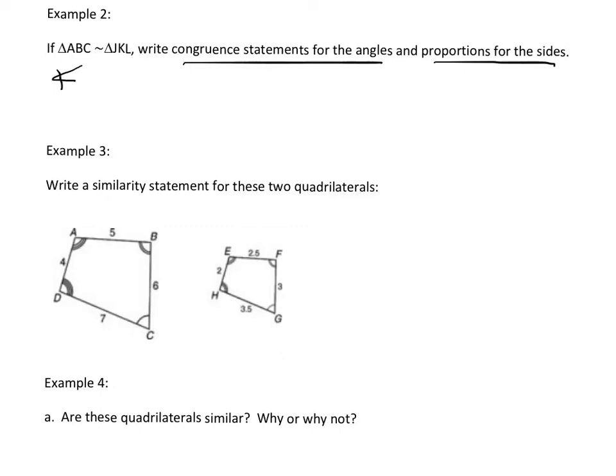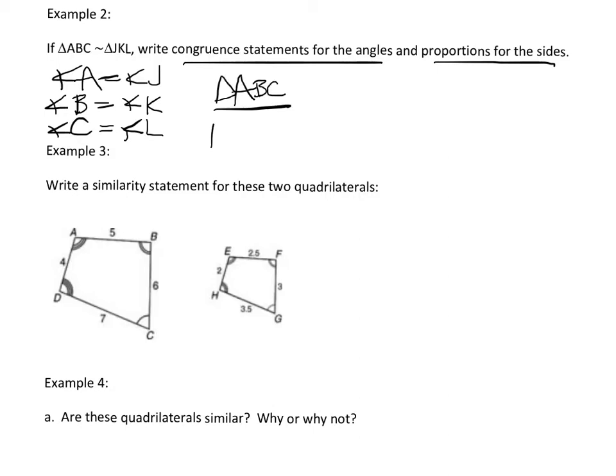So for angle A, I know that angle A is equal to angle J because they're both the first letters in each of them. I know that angle B equals angle K, and I know that angle C equals angle L. And when I think about proportions for the sides, I'm going to write myself a key so I'm consistent. So I'm going to do triangle ABC on the top, and then I'm going to do triangle JKL on the bottom.